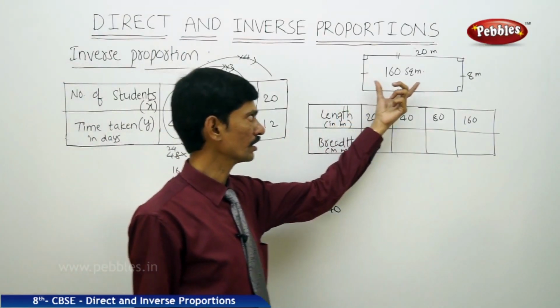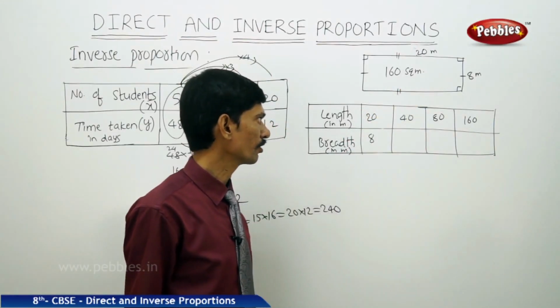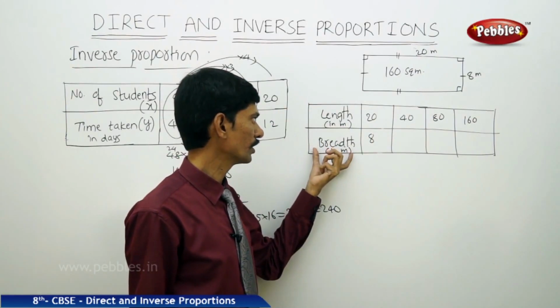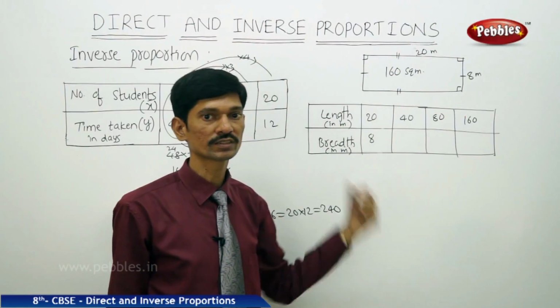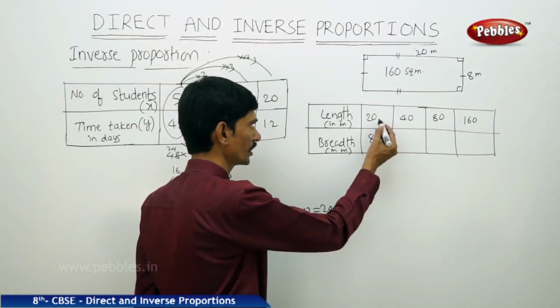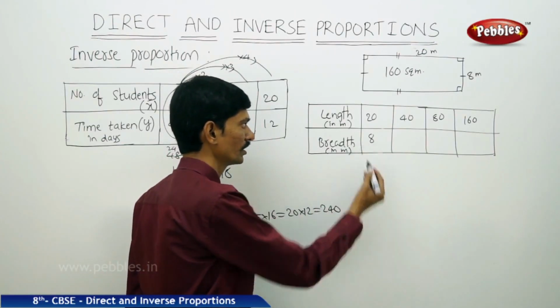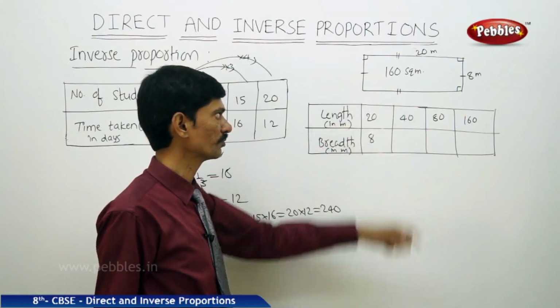Now there is a rectangle whose area is 160 square meters. Now let us take some possible lengths and possible breadths to get the area of the rectangle as 160 square meters. Now if the length of the rectangle is 20 meters, then obviously its breadth will be 8 meters, because 20 into 8 equals 160 square meters.